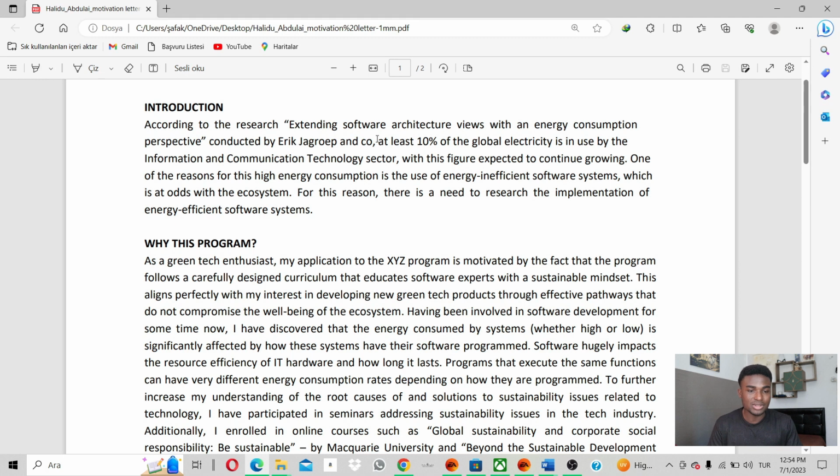This is the introduction part of the SOP, and it goes: according to the research, extending software architecture views with an energy consumption perspective conducted by Eric and Co., at least 10% of the global electricity is in use by the information and communication technology sector, with this figure expected to continue growing. One of the reasons for this high energy consumption is the use of energy inefficient software systems, which is at odds with the ecosystem. For this reason, there is a need to research the implementation of energy efficient software systems. So this is a very brief introduction to the problem that I intend to solve if accepted to the program.